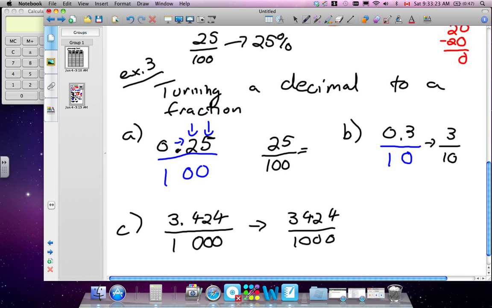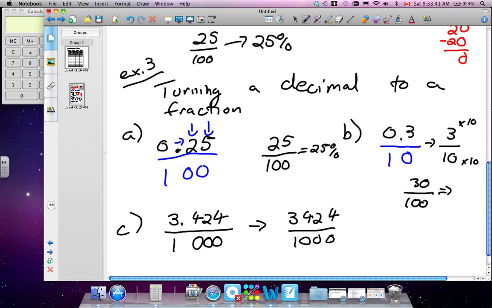Now this one here I want to change to over 100. So what would I do to my 3 over 10? You will multiply that by 10. Multiply by 10, multiply by 10. I would get 30 over 100. And then that's it. That's 30%.